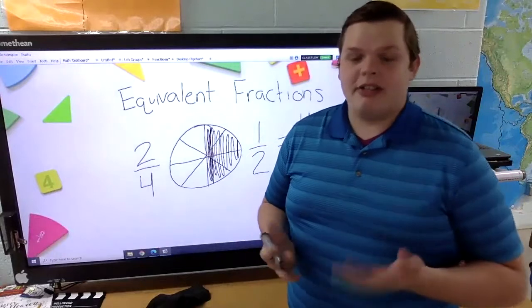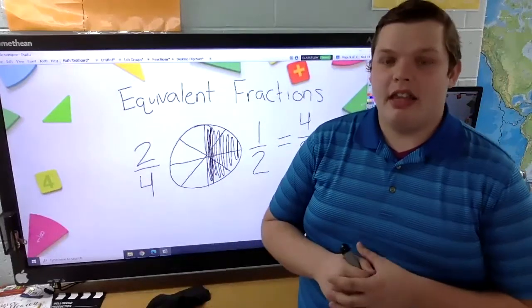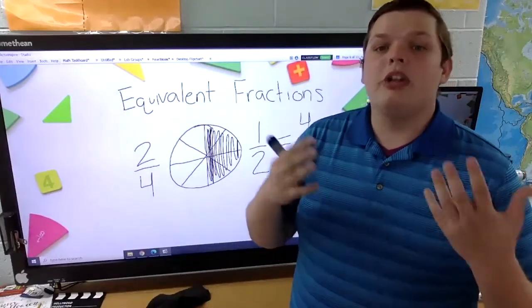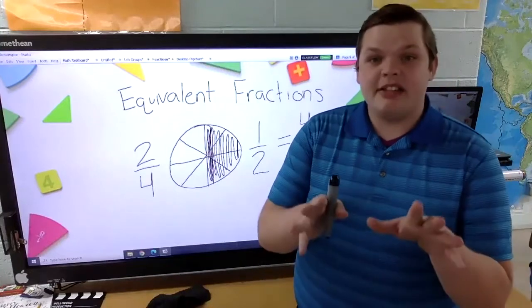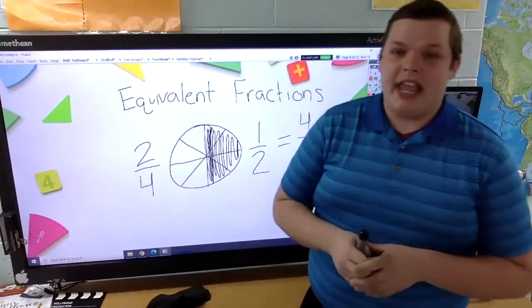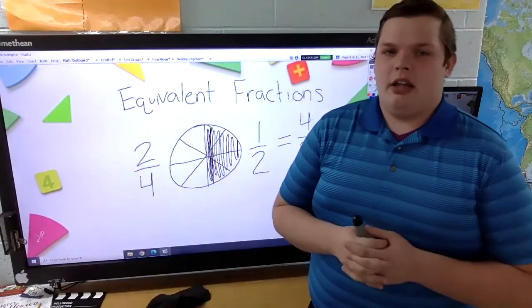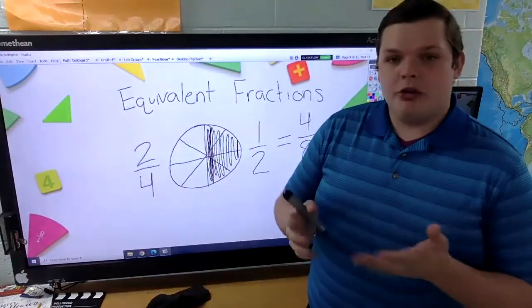Equivalent fractions have a rule to find the names for, or to find which is equivalent. It's a pretty easy rule, but you do have to know a little bit of multiplication or division for it. Pretty easy though. I'm going to show it to you.